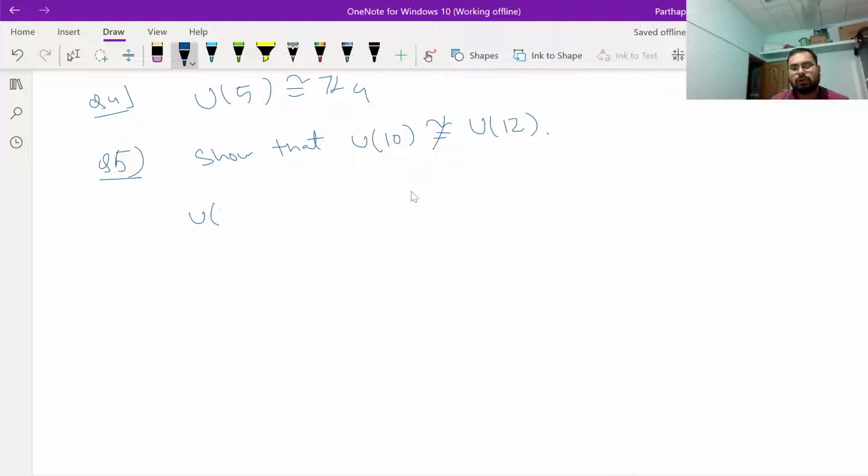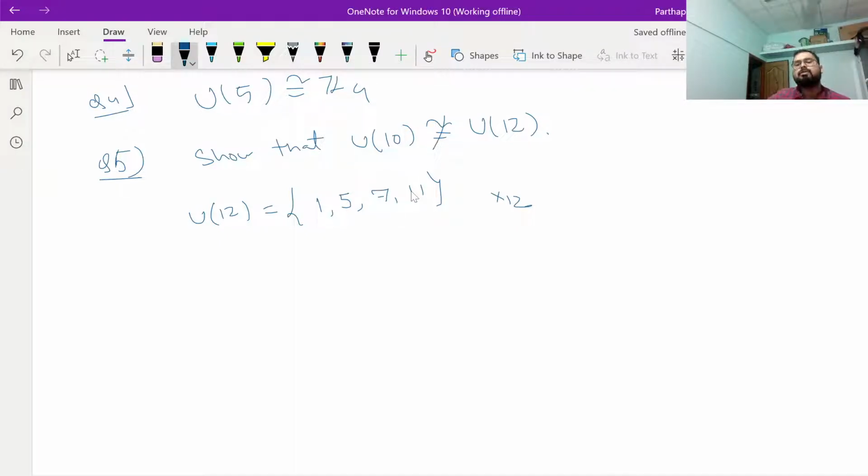Now consider what is U12. So U12 are the elements: consider 1; 2 is not there, 3 is not there, 4 is not there because 4 and 12 are not relatively prime. So 5 and 12 are relatively prime. So 5 belongs to U12, 6 does not belong to U12, 7 belongs to U12, 9 is not, 8 is not, 10 is not and 11 is there. So U12 is also a group of order 4 under multiplication modulo 12. The operation is multiplication modulo 12.